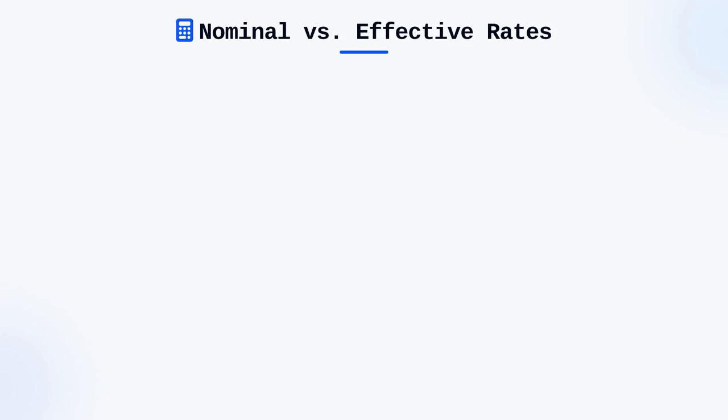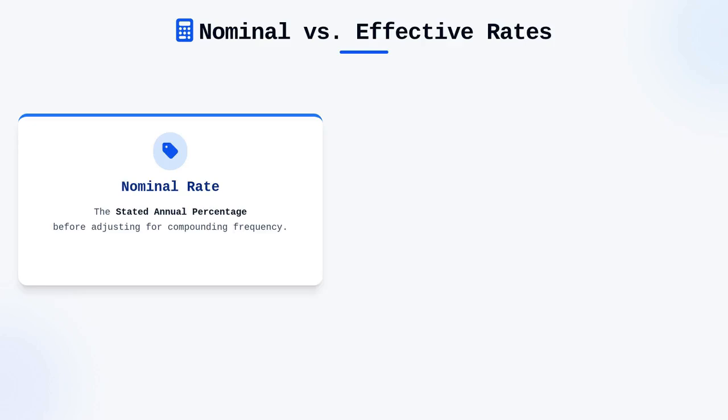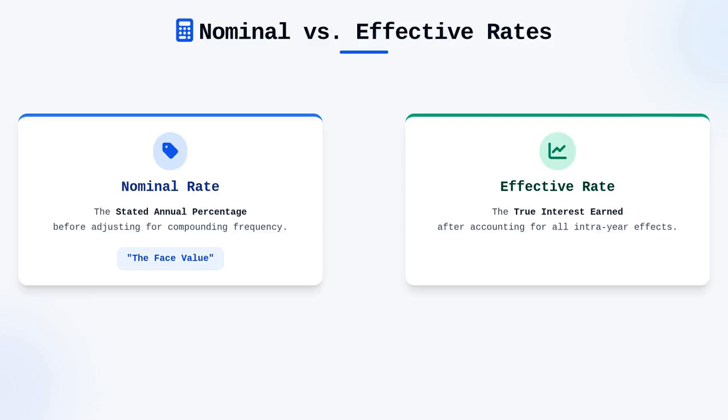Distinguishing between nominal and effective annual rates is a common challenge for many candidates, yet the logic remains grounded in a clear set of rules. The nominal rate acts as the stated annual percentage before adjusting for the compounding frequency, while the effective annual rate reflects the true interest earned after accounting for all compounding effects within the year.